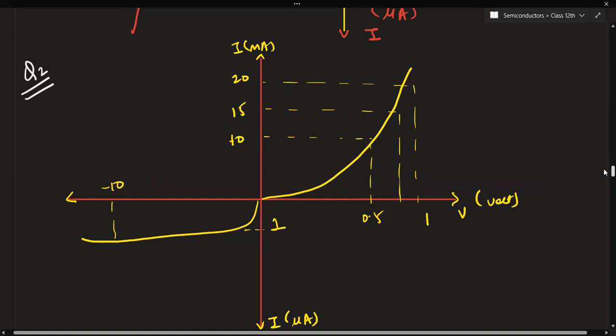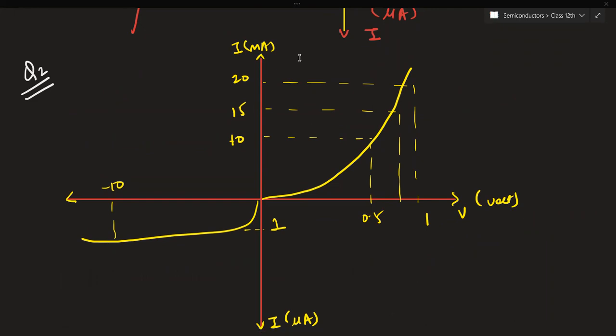Now see, how will we solve this? For the first part, that is when your current is 10 milliamperes, see class, current is 10 milliamperes. For 10 milliamperes, how much voltage can you see in the graph? Voltage is how much for 10 milliamperes?